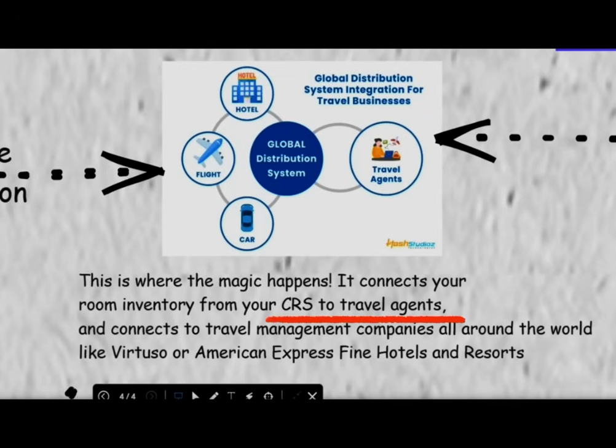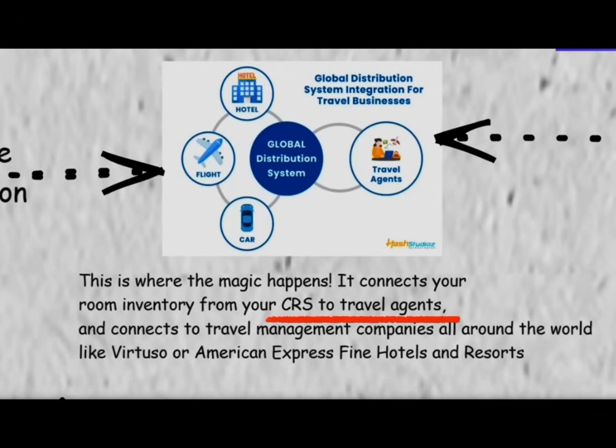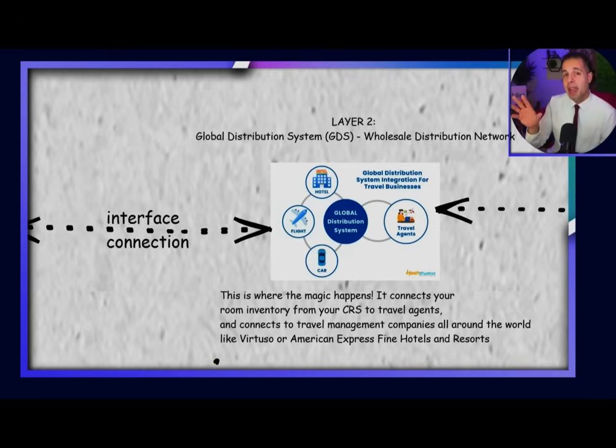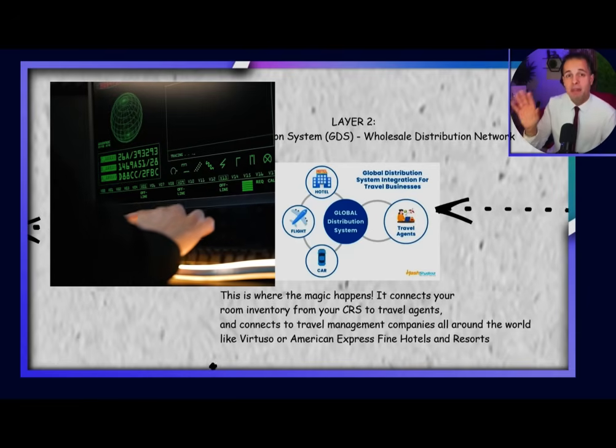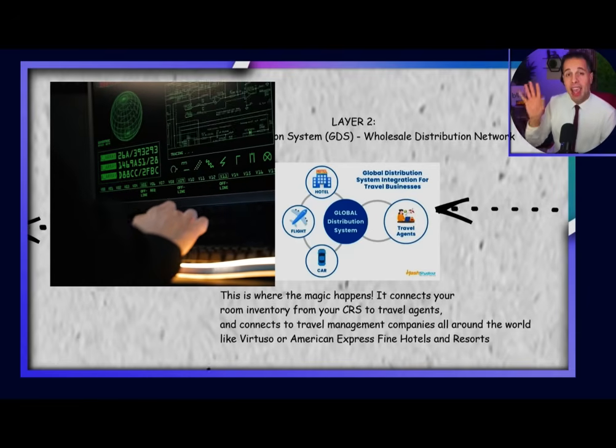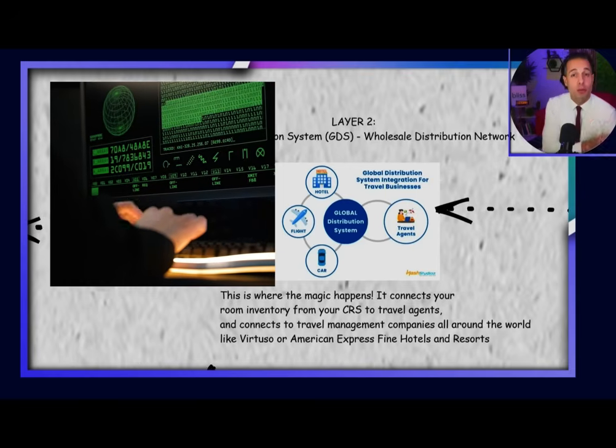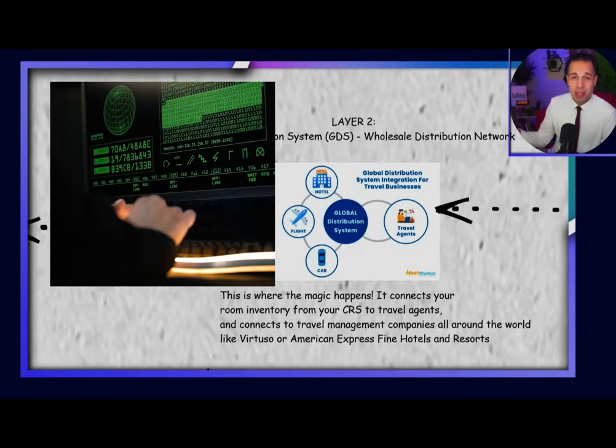It connects your room inventory that you have updated from your CRS to the travel agents, and it connects it to all travel management companies all over the world, like Virtuoso and American Express Fine Hotels and Resorts. They all have access to see live how much your rates are and how much availability you have for that particular room type without even needing to speak on the phone with anyone in the hotel.